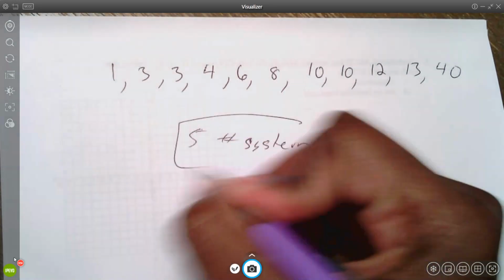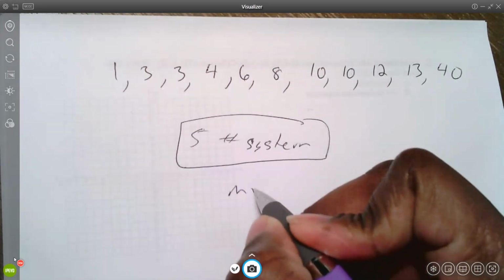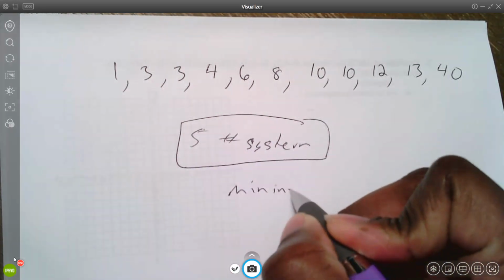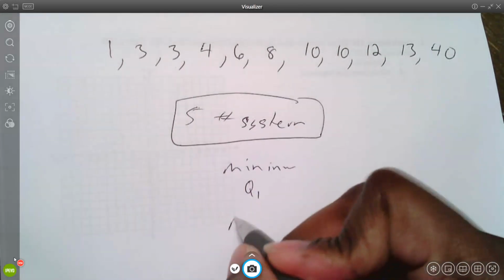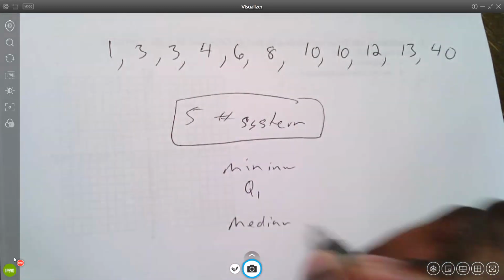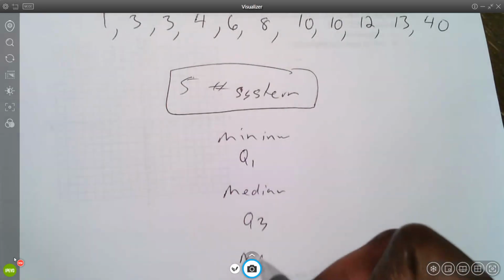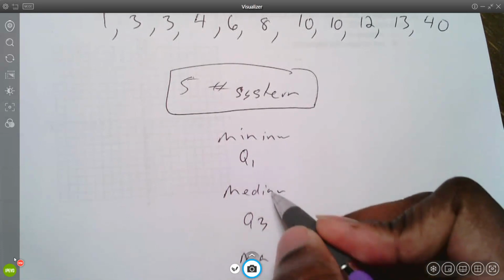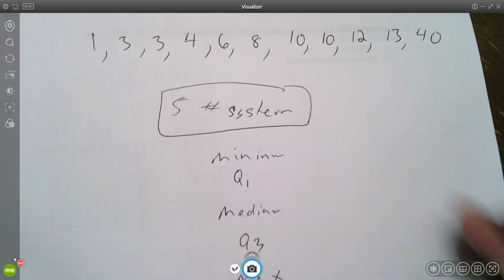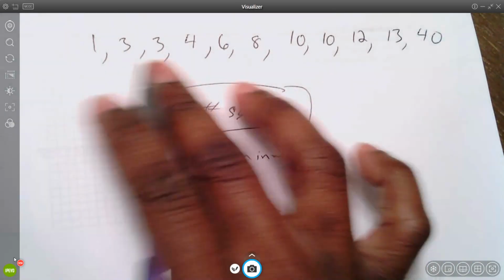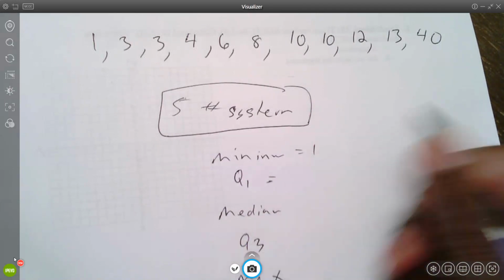The five number system we use in the box and whisker plot is basically what makes it. It's the minimum value, Q1, the lower quartile, the median, which is Q2, then Q3, and then you find the max. 1, 2, 3, 4, 5. So it's pretty easy to find the min. You look at the smallest number in this list, and of course it's 1 in this problem. So the min equals 1.